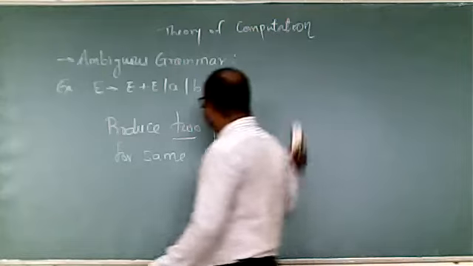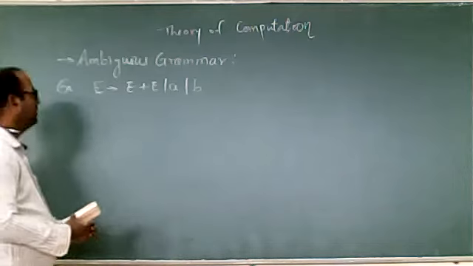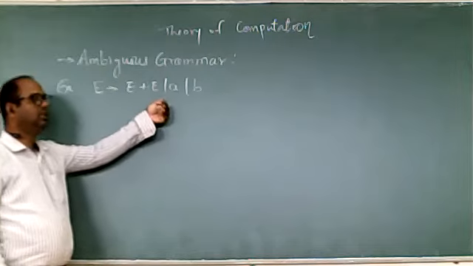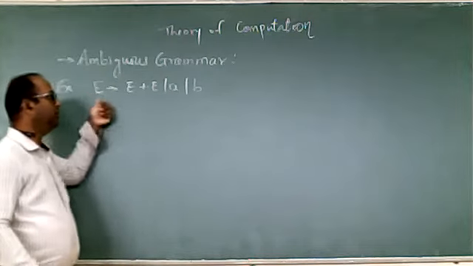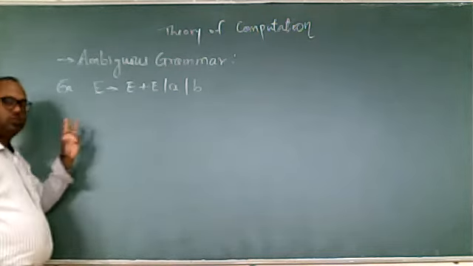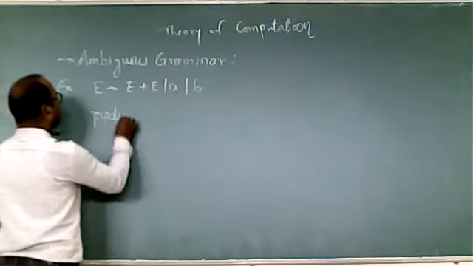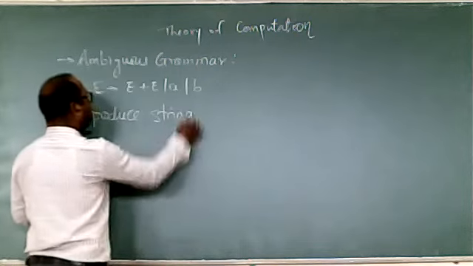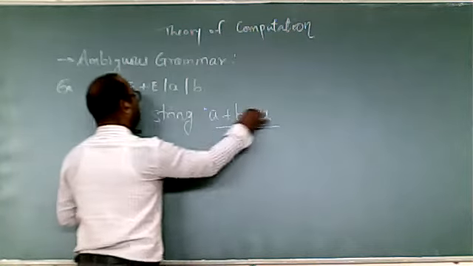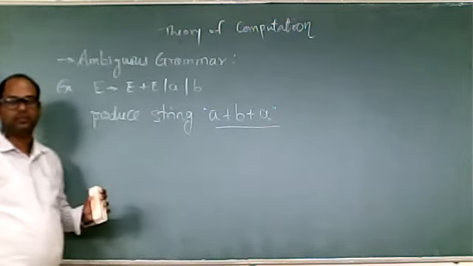So we start with an example to check whether the grammar is ambiguous or not. Suppose this grammar is given, where E produces E plus E, E produces A, E produces B. These are the three productions. Using these three productions, we will try to produce the string A plus B plus A.